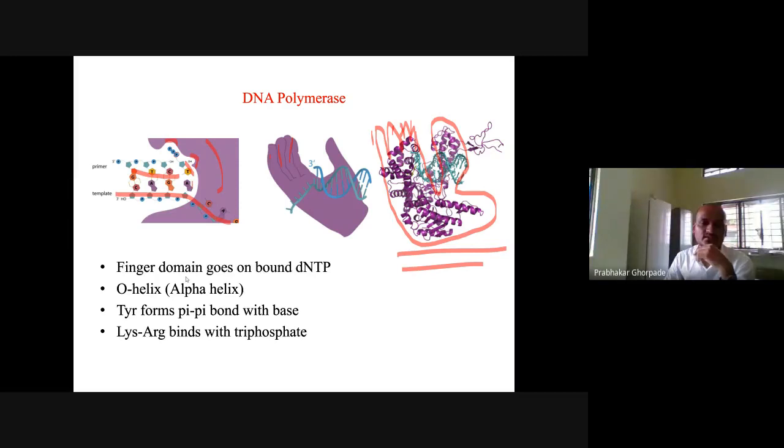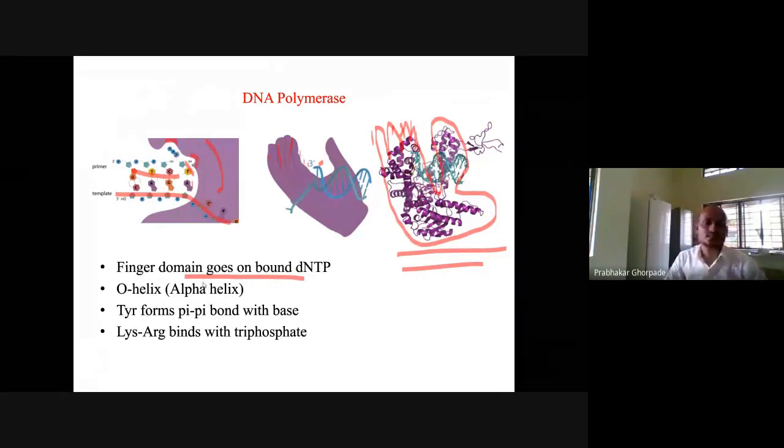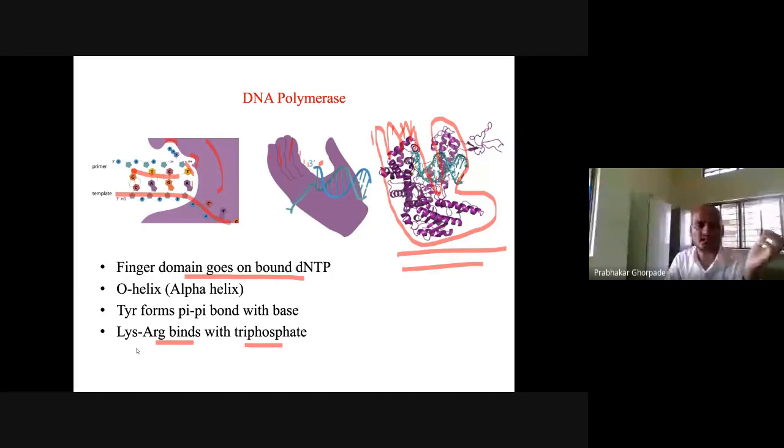So the finger domain goes around the dNTP. At these fingers, the new dNTP is being added. Alpha helix, tyrosine forms the pi-pi bond. So here this tyrosine has a pi-pi bond, and lysine and arginine bind with the triphosphate. Basically, this tyrosine, lysine, and arginine are part of this DNA polymerase enzyme.